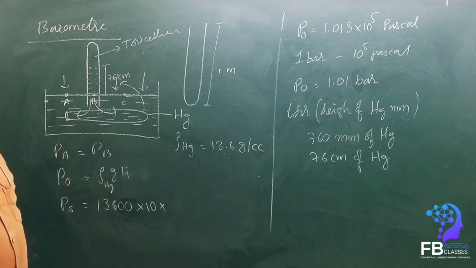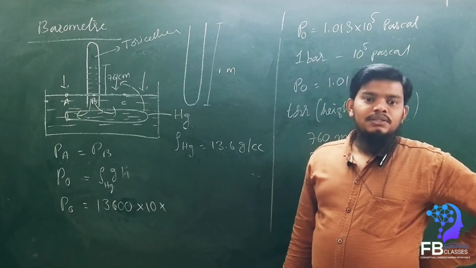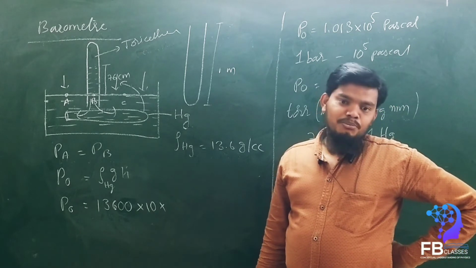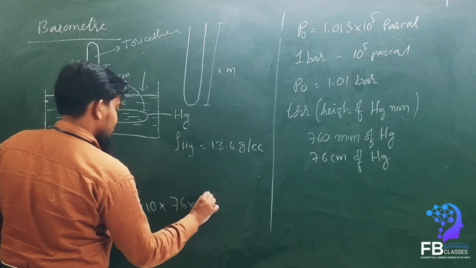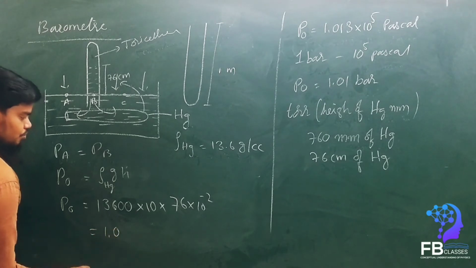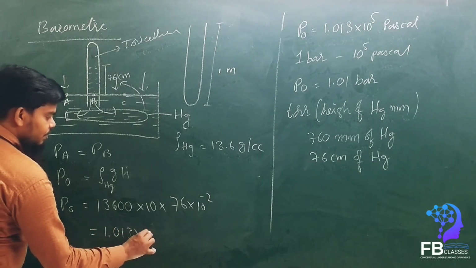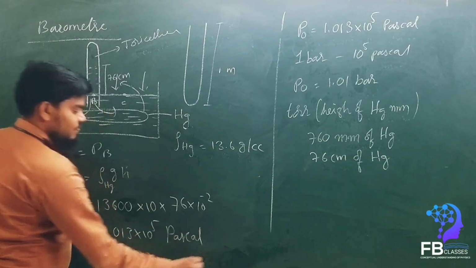The centimeter will be converted into meters, because here we are taking SI units. Are you getting my point? Yes or no? 1 centimeter is equal to how many meters? 10 to the power minus 2 meters. So here we can simply take 76 into 10 to the power minus 2 meters. If you calculate this, it will come as 1.013 into 10 to the power 5. This is the atmospheric pressure. Okay, got it?